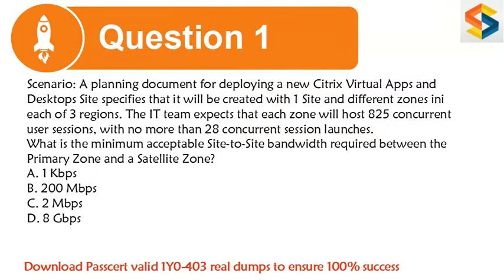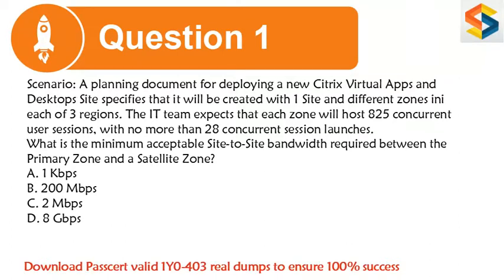Question 1. Scenario: A planning document for deploying a new Citrix Virtual Apps and Desktops site specifies that it will be created with one site and different zones in each of 3 regions. The IT team expects that each zone will host 825 concurrent user sessions, with no more than 28 concurrent session launches. What is the minimum acceptable site-to-site bandwidth required between the primary zone and a satellite zone?